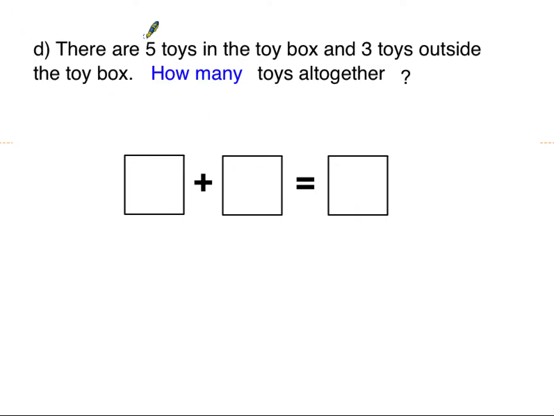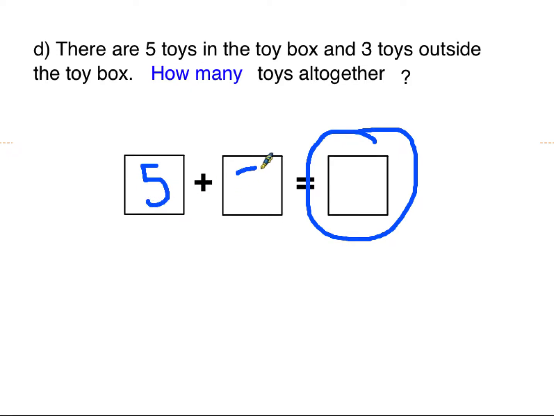There are 5 toys in the toy box. We know the number 5. And 3 toys outside the toy box. How many toys altogether? We don't know how many toys are all together. We don't know the total. We do know that there are 5 inside and 3 outside. So now we're going to know the total.